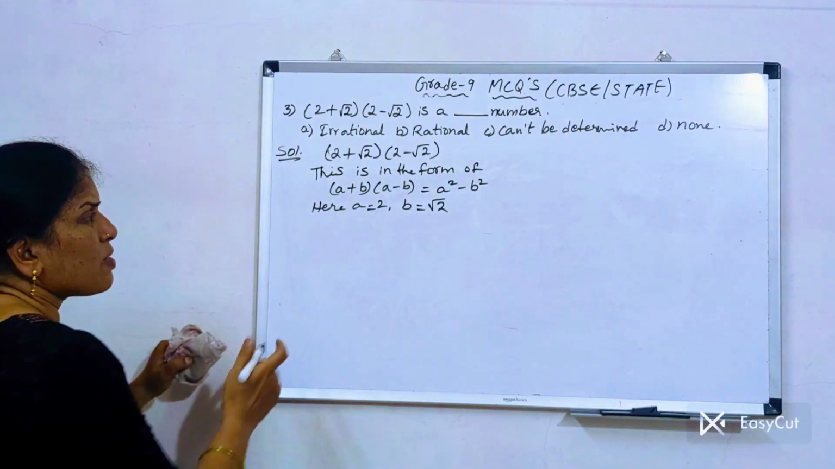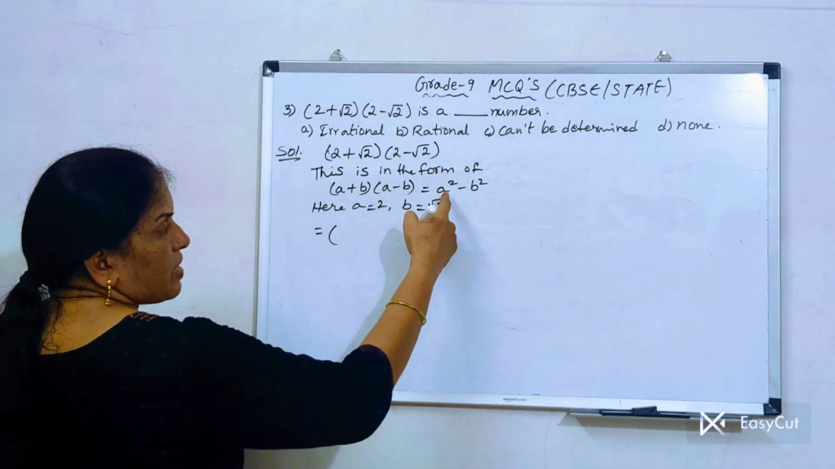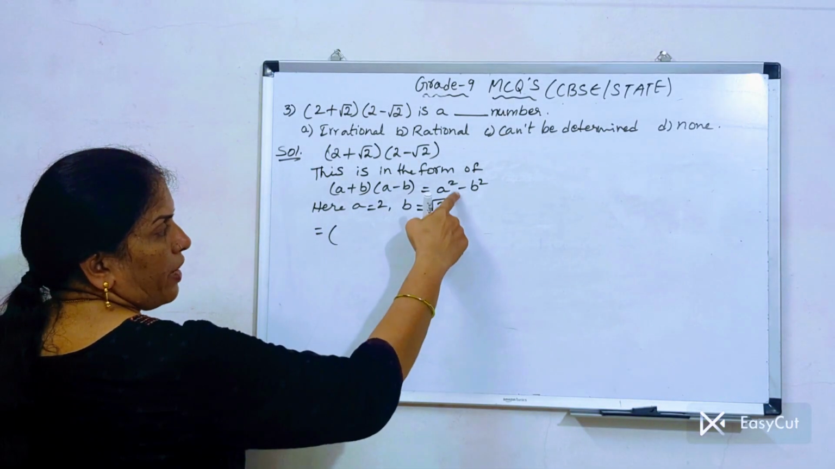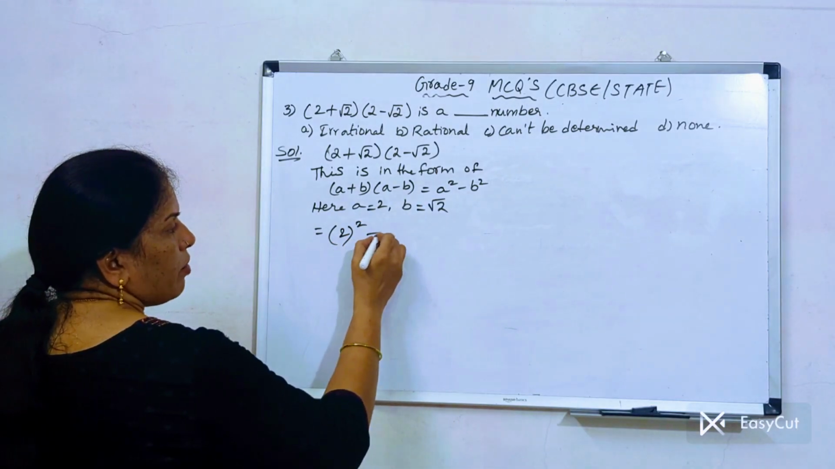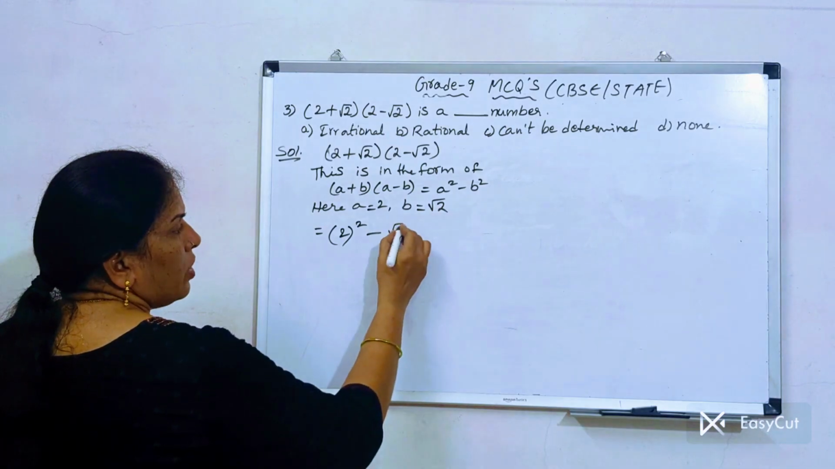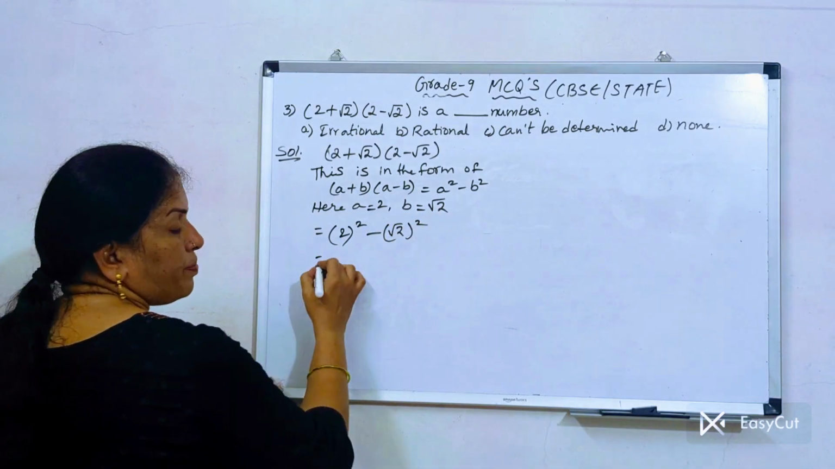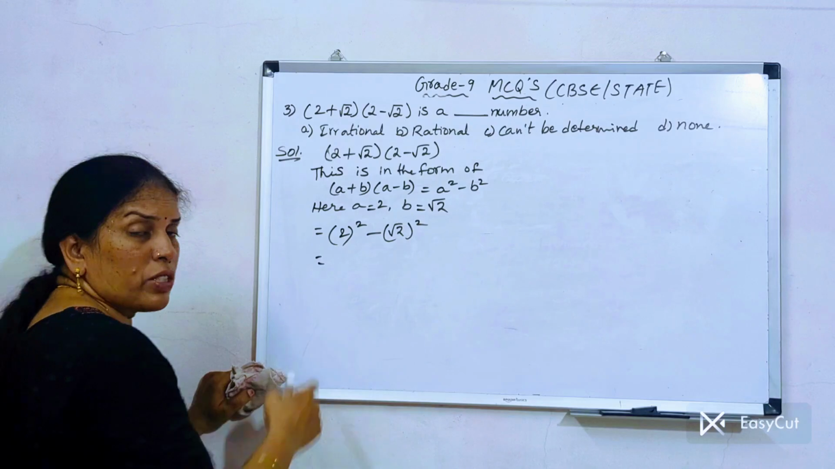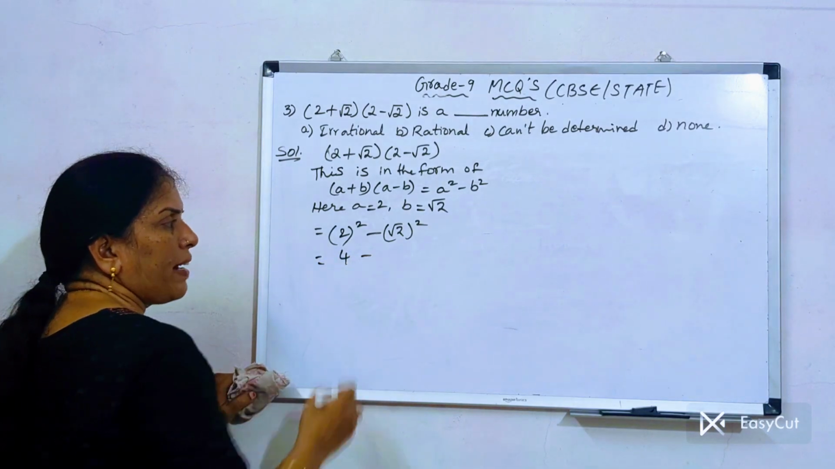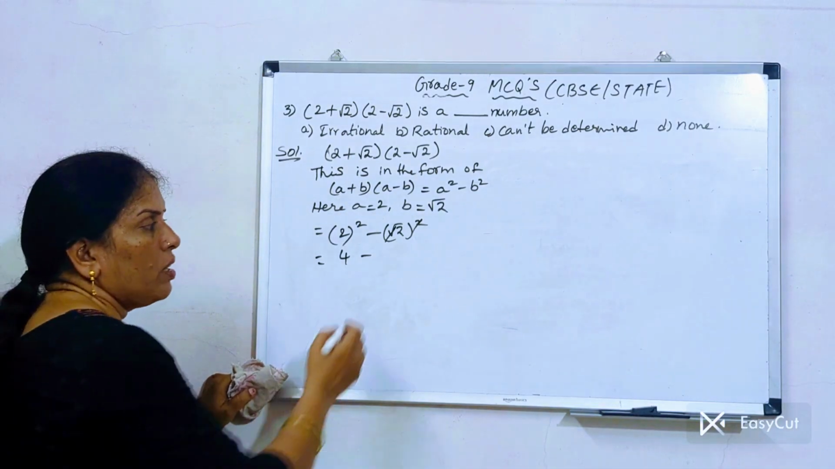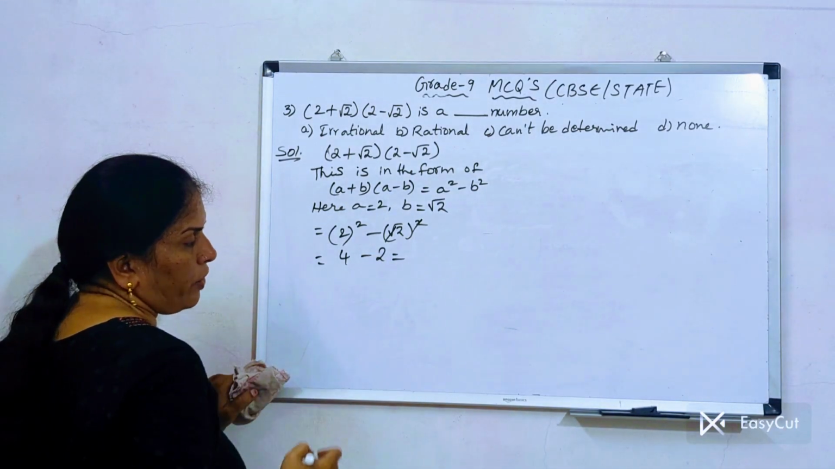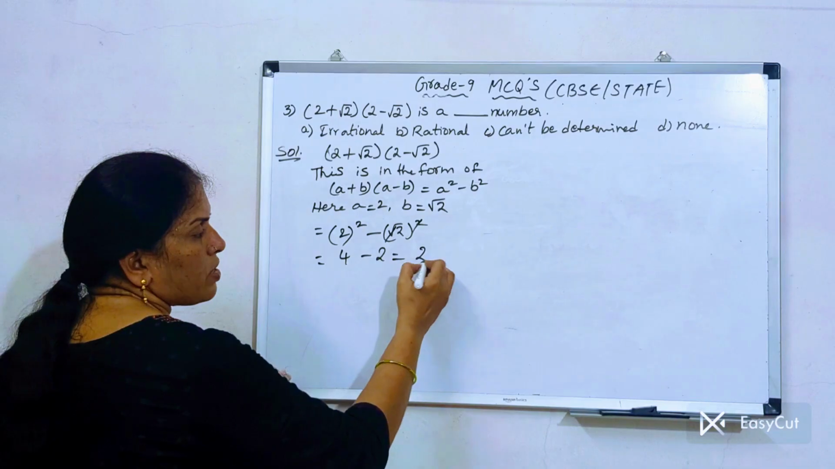a² − b². Substitute these values here. a means how much? 2. 2² minus b, which is root 2, whole squared. 2² means 2 × 2 = 4. 4 minus root 2 squared: the root and the square will cancel, so 2 will be there. 4 − 2 is 2.